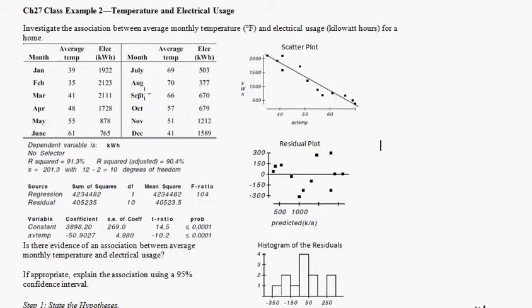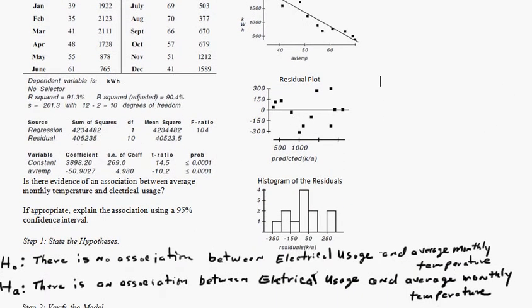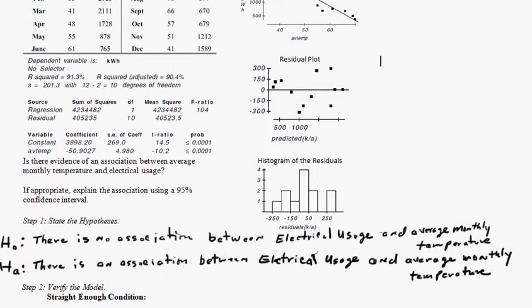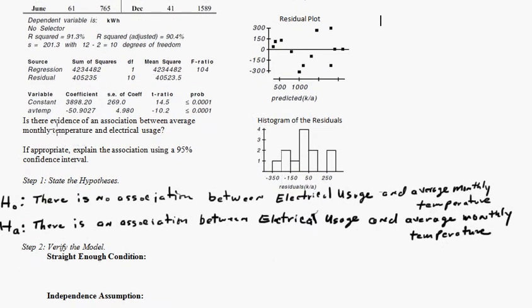We're given the raw data. We're given the computer printout, so we have most of the computations done for us. We have a scatter plot, a residual plot of the residuals, obviously, and then a histogram of the residuals. So the question is: is there evidence of an association between average monthly temperature and electrical usage? That's what we want to do, and then do a confidence interval.